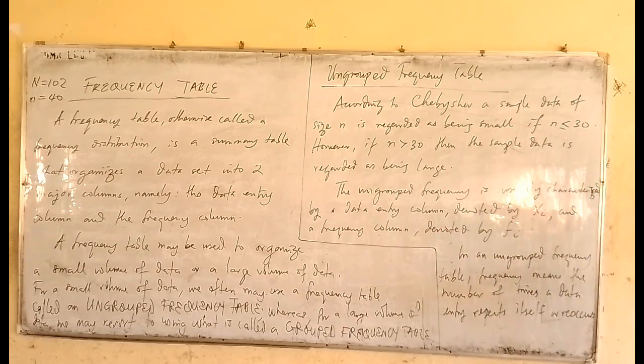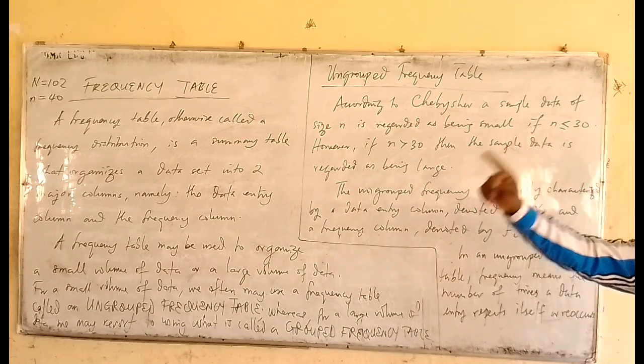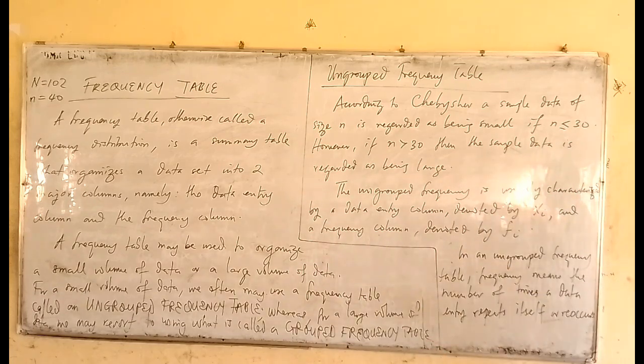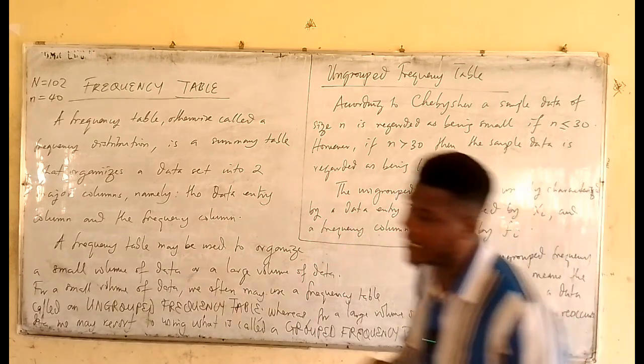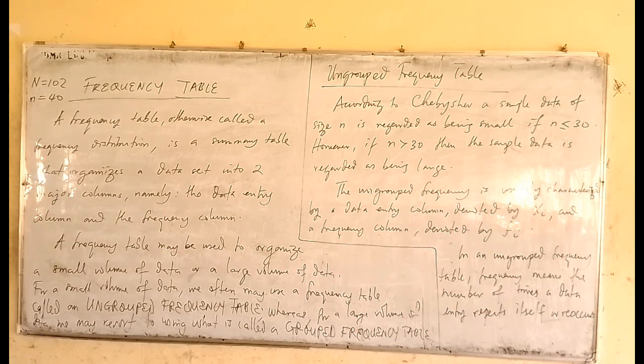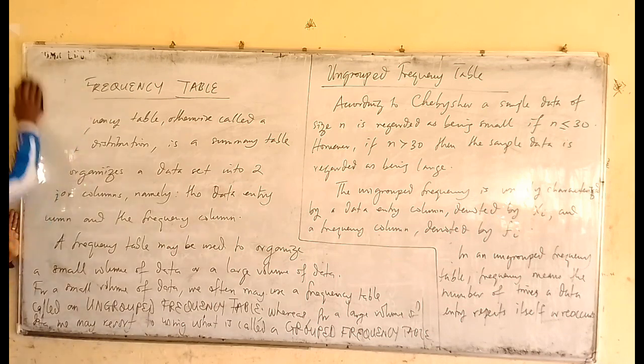Is it clear? Please take note of one thing, everybody. When you are dealing with an ungrouped frequency table, frequency has a different meaning to when you are using frequency in a grouped frequency table. So the question is, what does frequency mean in an ungrouped frequency table? Frequency in an ungrouped frequency table means the number of times each data entry repeats itself. Is it clear, everybody? The number of times each data entry repeats itself is called what? Frequency in an ungrouped frequency table. Example 14.